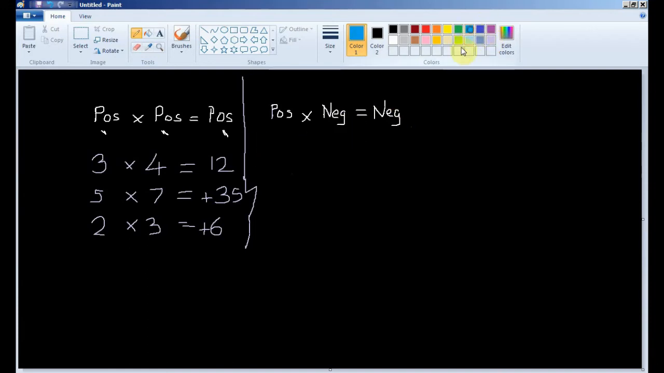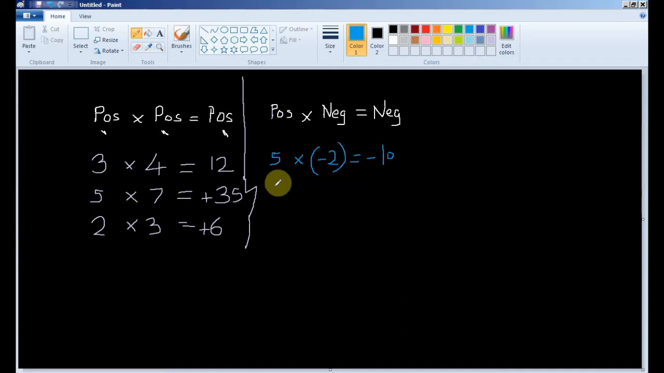Let me change to a different color here. So this time I'm going to take a positive number 5. 5 is my favorite number, and then I multiply with a negative number, say -2. When I multiply these two numbers, the result is going to be 5 into 2, 10, but the sign is going to be negative because one of them is negative. The sign is going to be a negative 10.